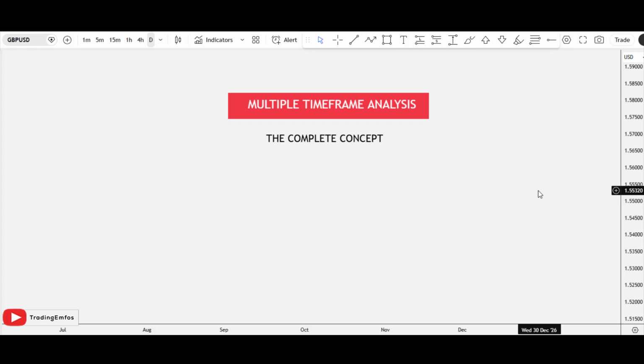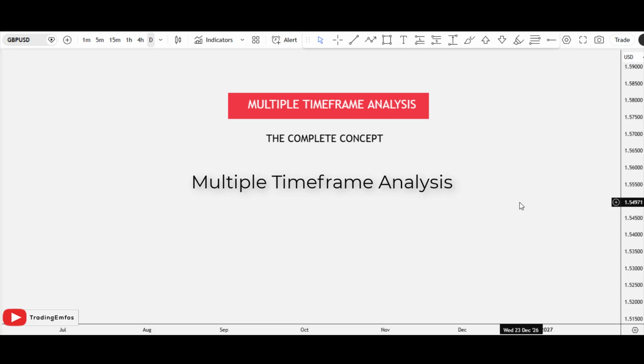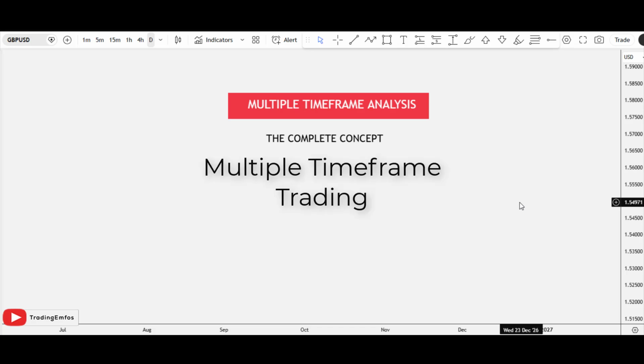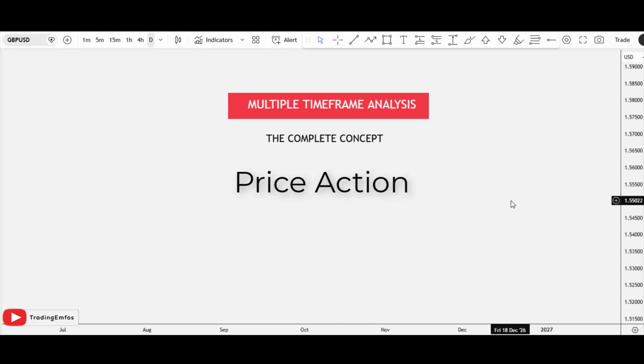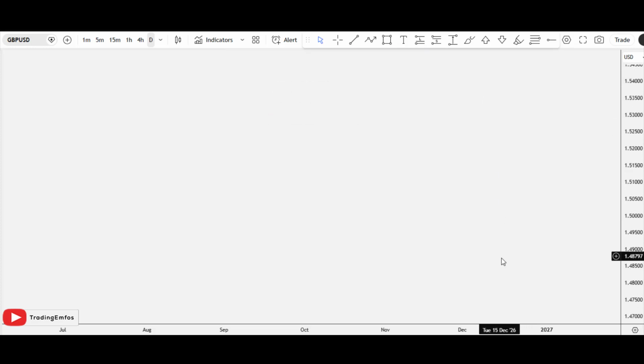Multiple time frame analysis. Some call it multiple time frame analysis, some call it multiple time frame trading, some call it top-down analysis, some call it price action. All these names mean the same thing. Don't get confused. When you hear multiple time frame analysis, multiple time frame trading, top-down analysis, or price action, they all mean the same thing.